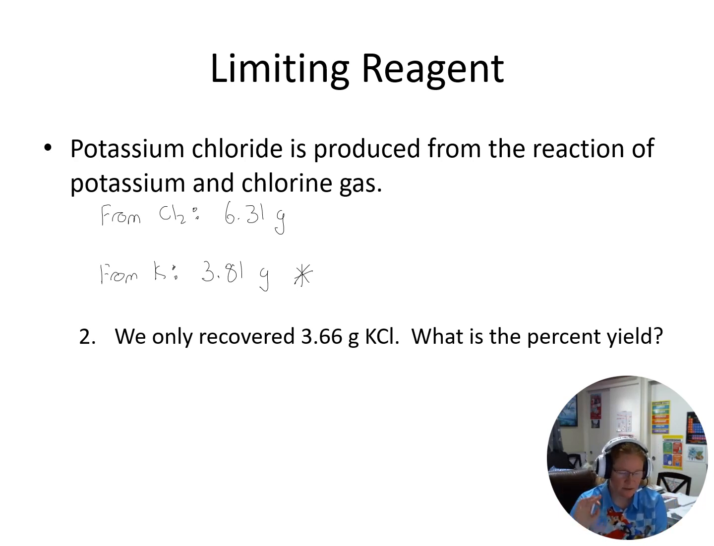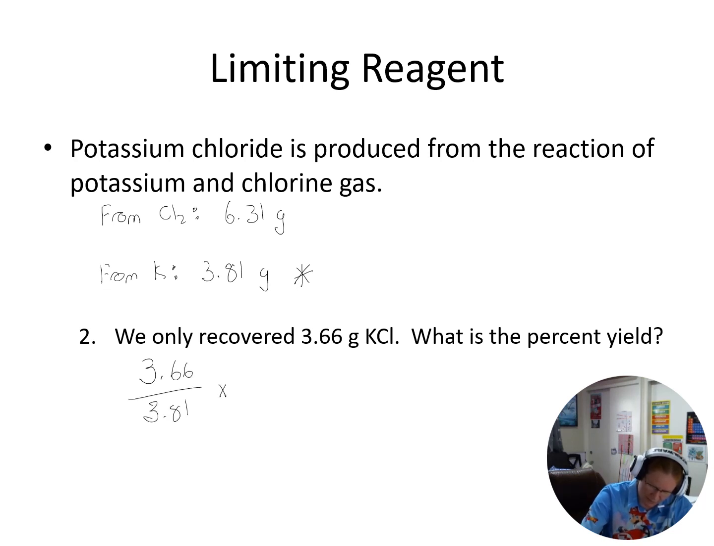Okay, so that's how much we could form. But we did the reaction and we didn't quite form that much. We only formed 3.66. So what's our percent yield? Well, 3.66 is our actual. The 3.81 is our theoretical. So we'll take our actual over theoretical times 100, and that's going to give us a 96% yield. But that's a pretty good yield.